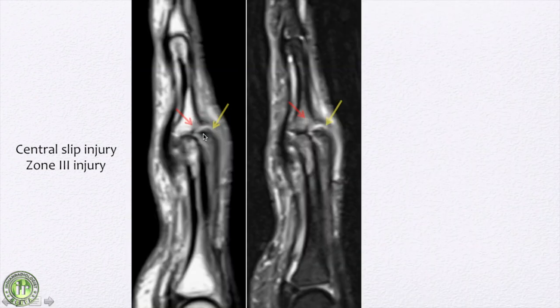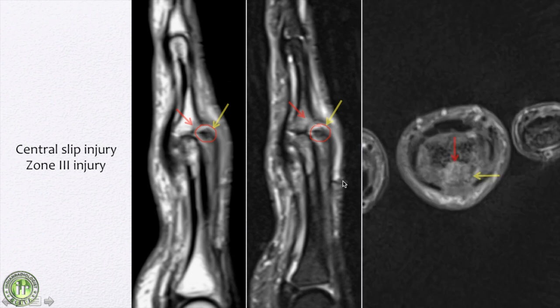Now here you can appreciate that the cortex is missing at the base of the middle phalanx. So this is nothing but the osseous avulsion at the central slip attachment. And this small bone piece can be appreciated over here. So this is your bone piece which is avulsed off from the middle phalanx base, right? And if you see, the tendon itself is intact and is attached to the bone piece. And here on the axial images, you will appreciate that there is a defect in the bone and there is a bone piece which is edematous.